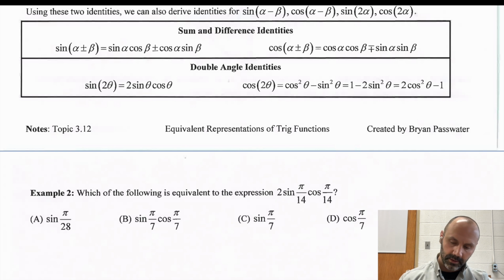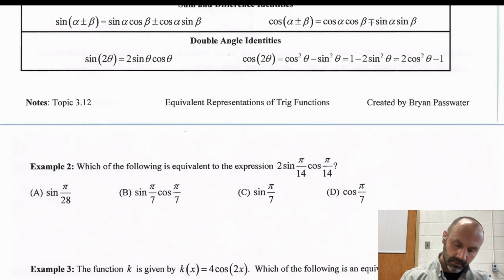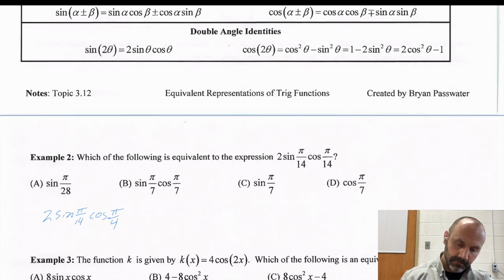So what we end up with is, let's see, 2 sine of pi over 14 cosine pi over 14. Using my double angle identity from before, this is now going to be equal to sine of 2 times pi over 14, so pi over 7.